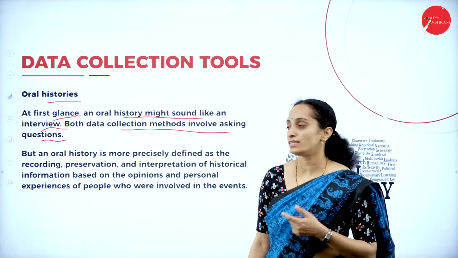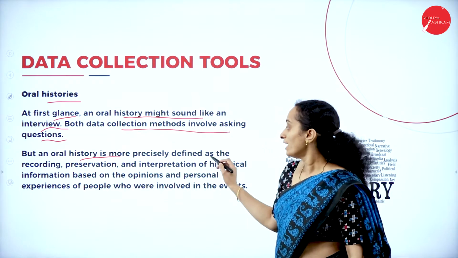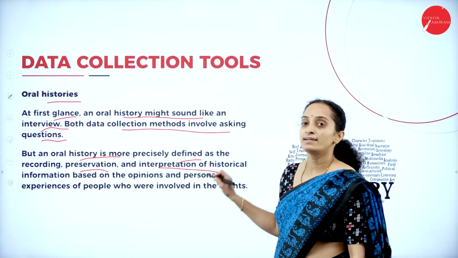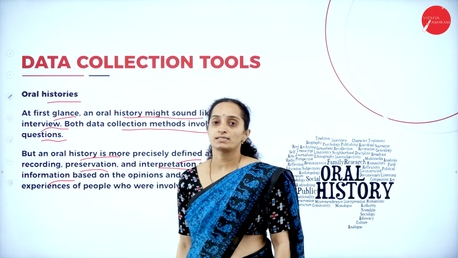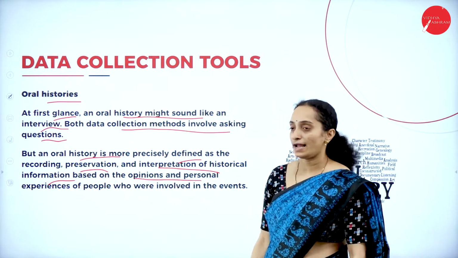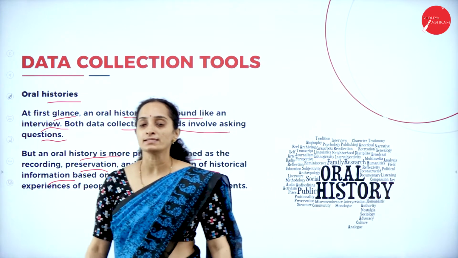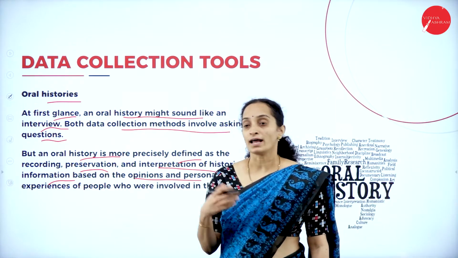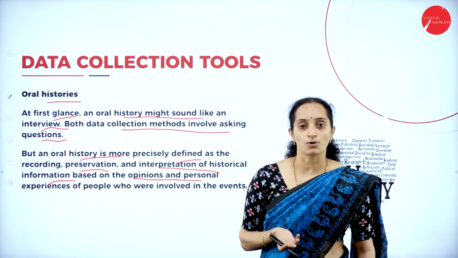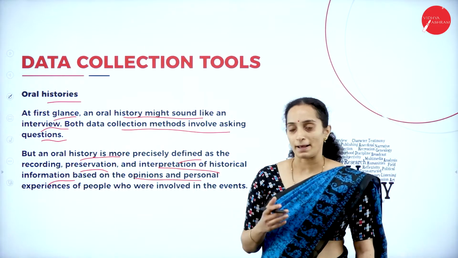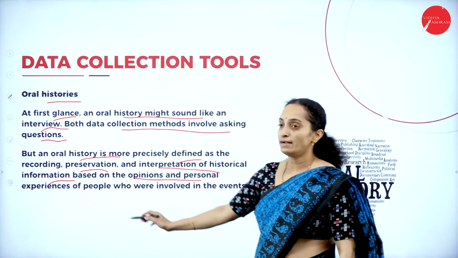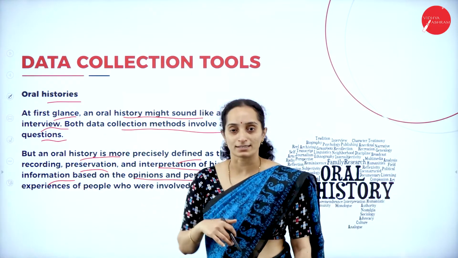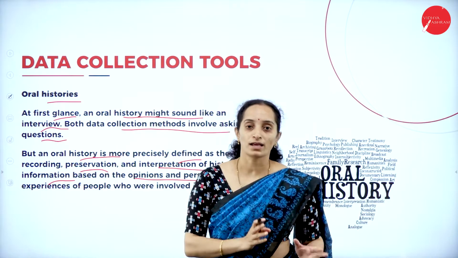Then what is the difference between these two is, oral history is defined as the recording, preservation and interpretation of historical information, okay, based on the opinions and personal experiences. The best example is feedback you give on a product in the online shopping sites. Okay, so they are oral histories. So you have given your opinion about a product in the feedback section. So they are the opinions and personal experience of a person which was recorded. History, it was already recorded. Now you are using this to come to a conclusion about the product.